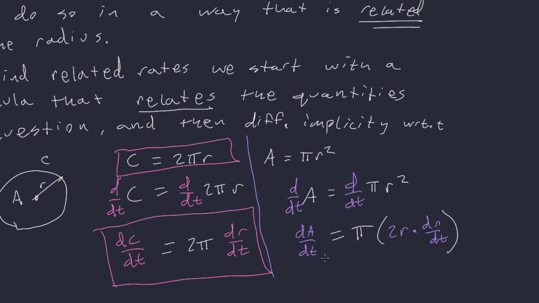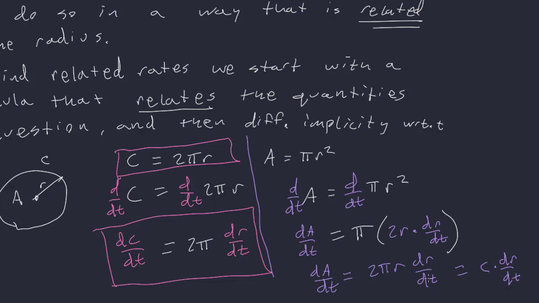Okay. So if we simplify this a little bit, we're going to get dA/dt is going to be 2 pi r dr/dt. Now what I find interesting about this is notice that the rate of change of the area with respect to t is the circumference times the rate of r. This is C times dr/dt. Just something interesting.